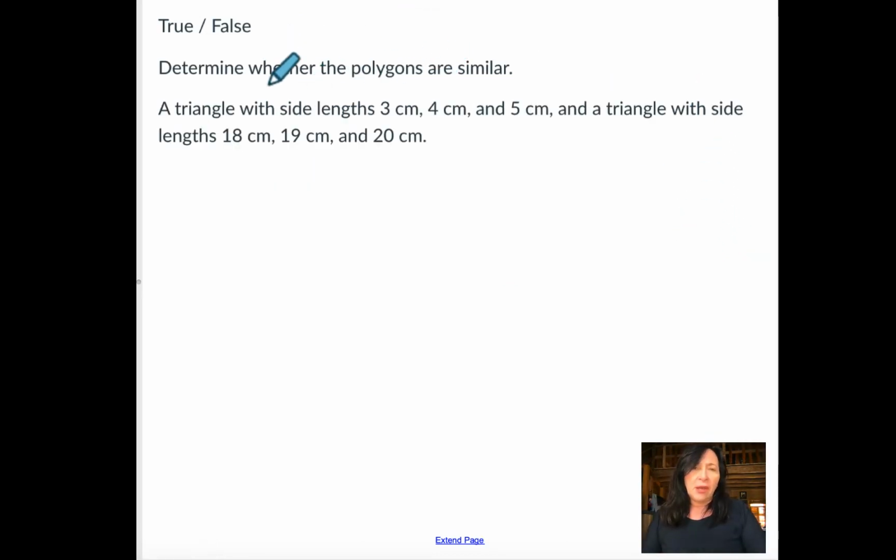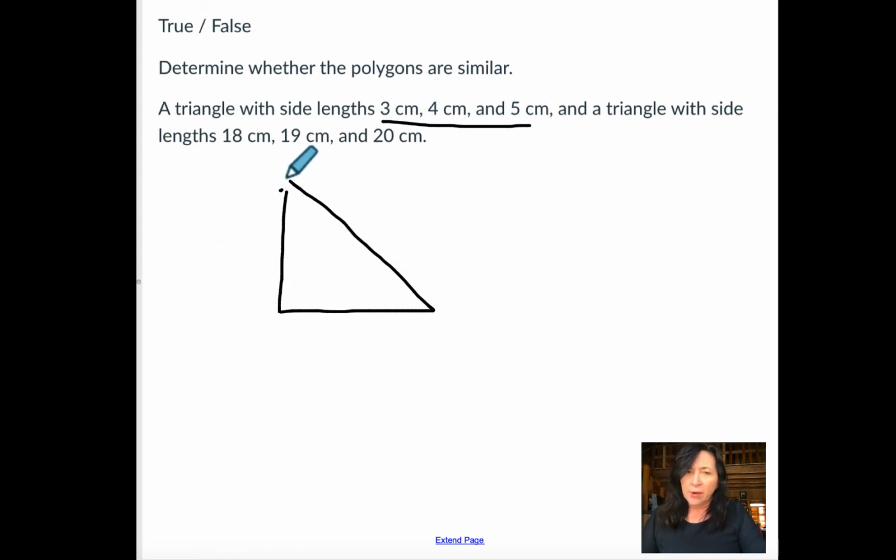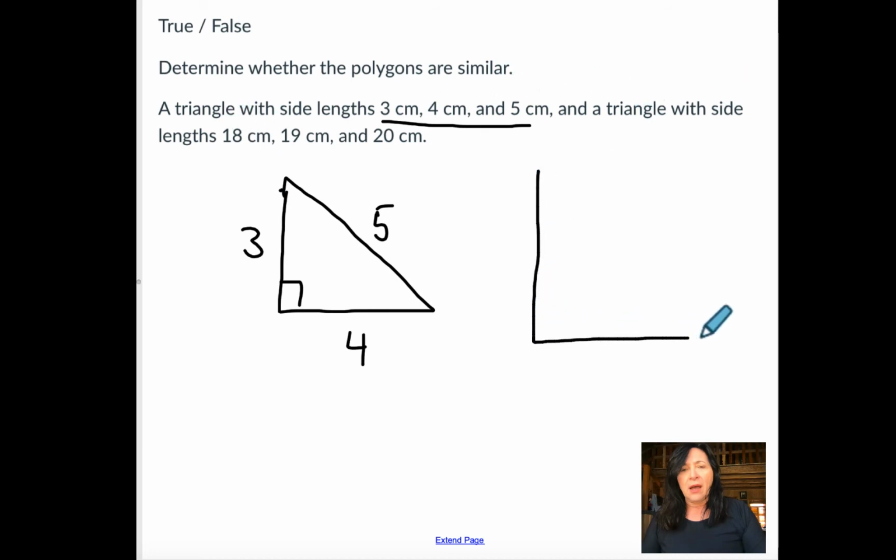This is a true-false again. Determine whether the polygons are similar. So we have a triangle, and it looks like a 3, 4, 5, which hopefully you understand is a right triangle from Pythagorean triplets, 3 and then 4 and then 5. And it says, in a triangle with side lengths of 18, 19, and 20, so we have 18, 19, and 20, 20 being the longest side, because if this is a right angle, that has to be a right angle here, because for them to be similar, not only do you have to have the angle, because not all right triangles are similar. Okay, keep that in mind.